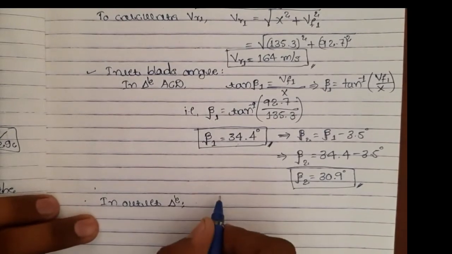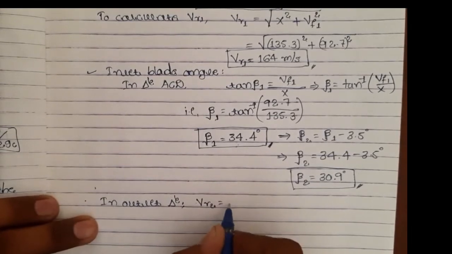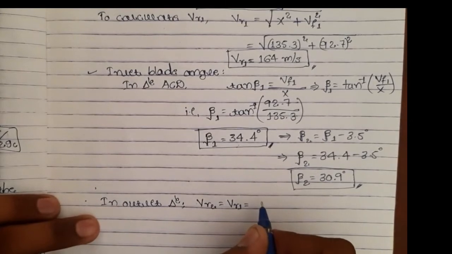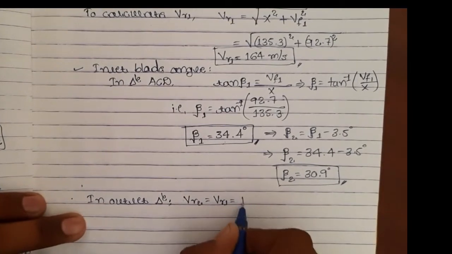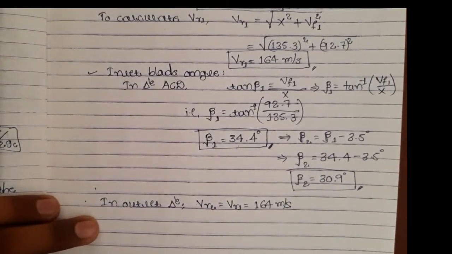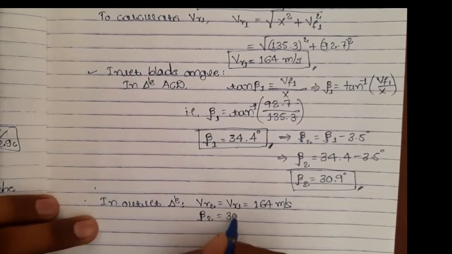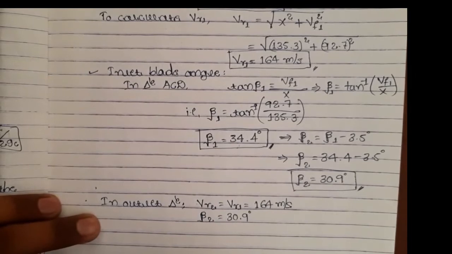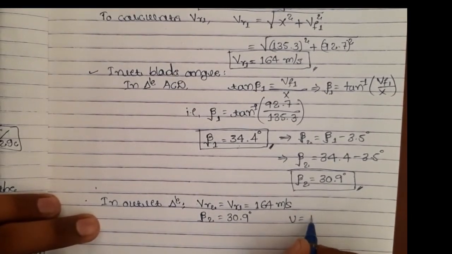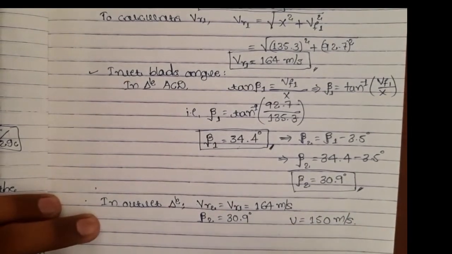Since VR1 is equal to VR2, since this is an axial machine, we know VR2 also. VR2 is equal to VR1, which from the previous calculations is 164 meter per second. Then we also know beta 2, which is 30.9 degree. Except that, we know U also, which is the same since this is an axial machine: 150 meter per second. So we shall calculate all the other remaining parameters.